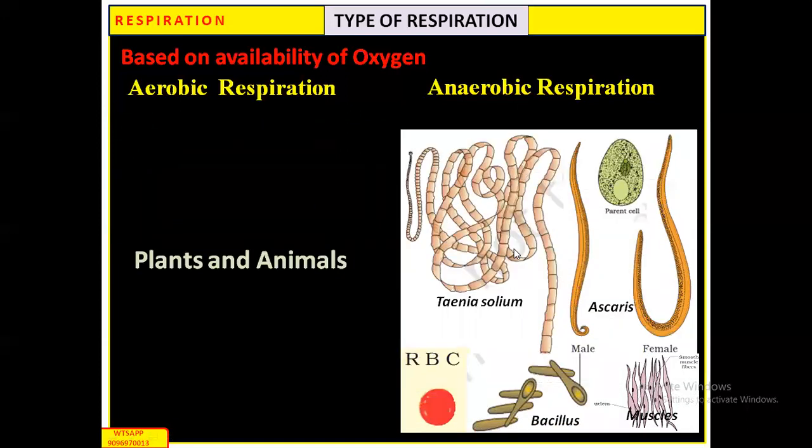Then, what are the examples of aerobic and anaerobic respiration? Here you can see the different plants and their parts, as well as animals, heterotrophs, they perform aerobic respiration. Here are the different examples from this figure. You can see Taenia solium, the parasite, the flagellum, Ascaris, the roundworm, yeast, the fungus, RBC, then vertebrates, and Bacillus subtilis, the anaerobic bacteria, and mosquitoes. These are the examples of anaerobic respiration.